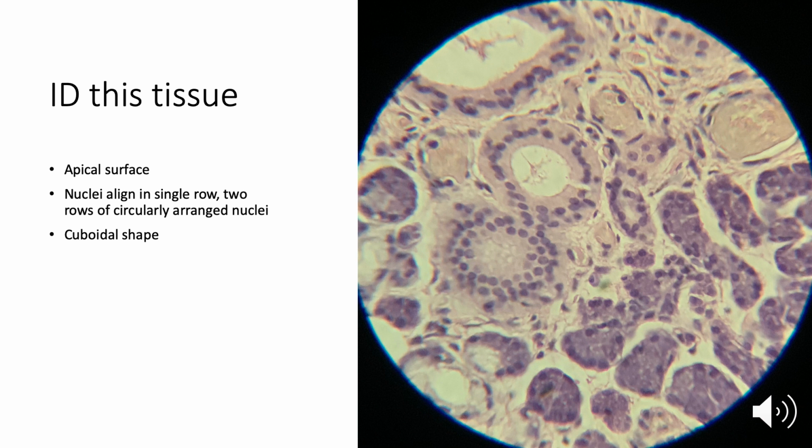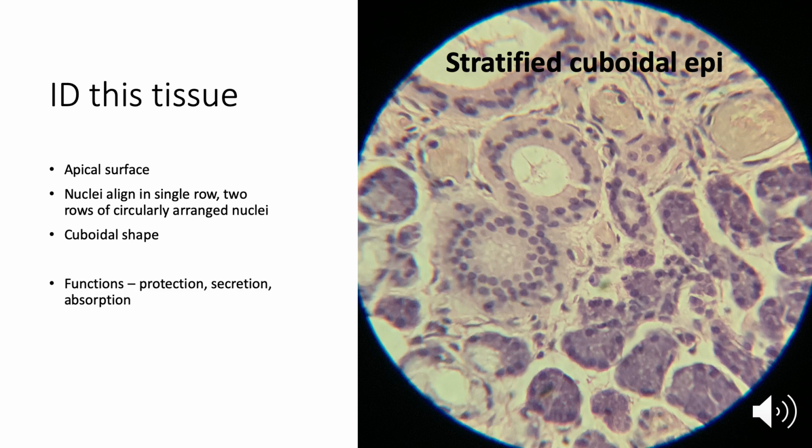cuboidal epithelium. So this is stratified cuboidal. Once again, it's stratified, so one of our functions is protection, and like our simple cuboidal, we also have secretion and absorption here too. This is found in your sweat glands, salivary glands, and a lining part of the urethra as well.